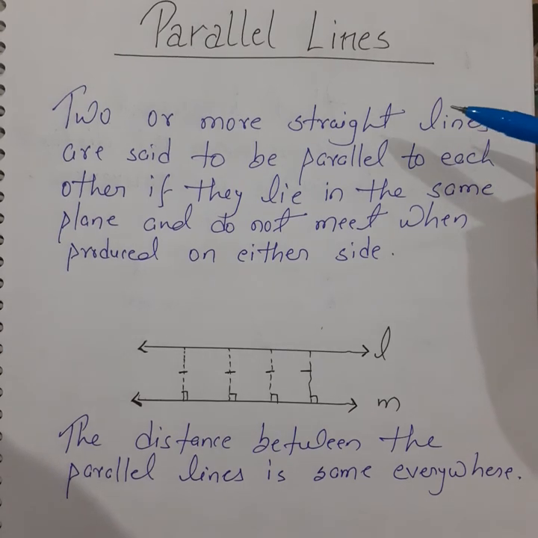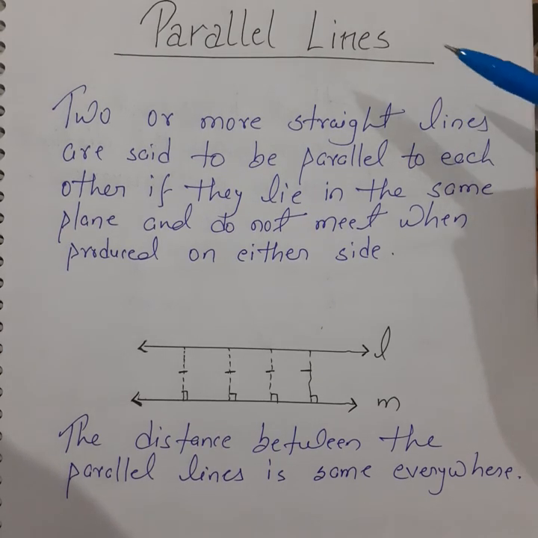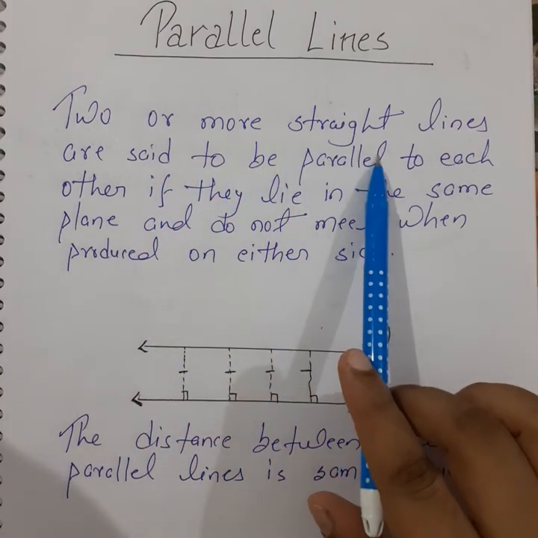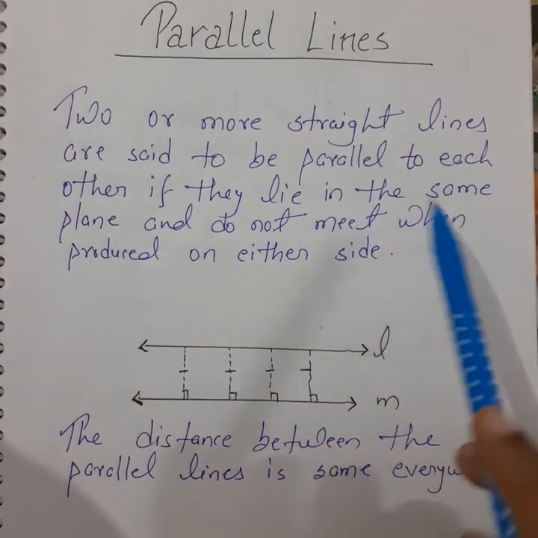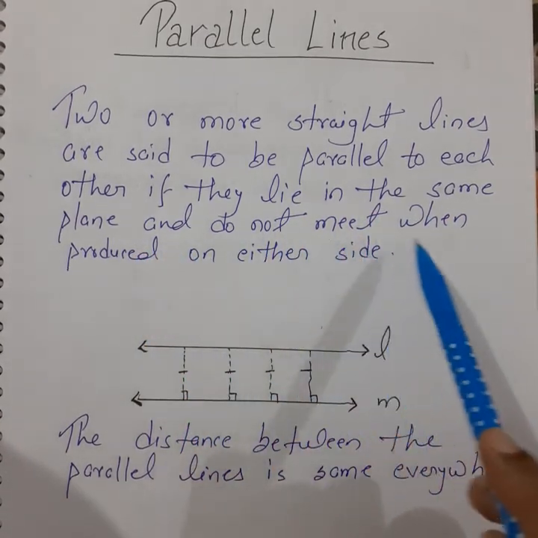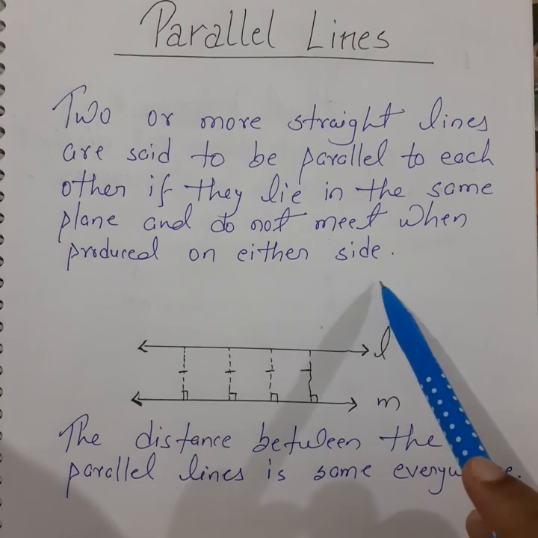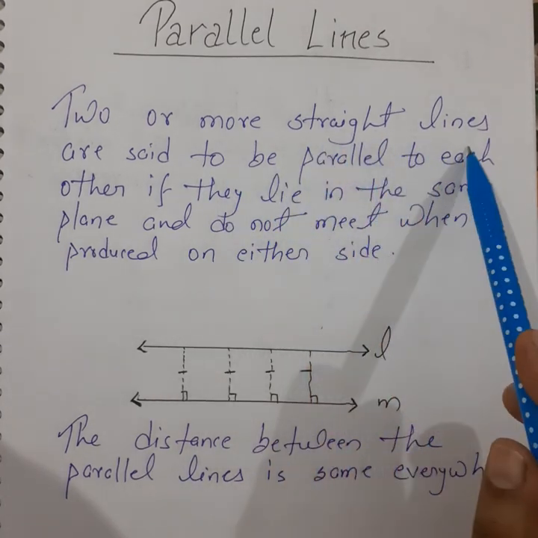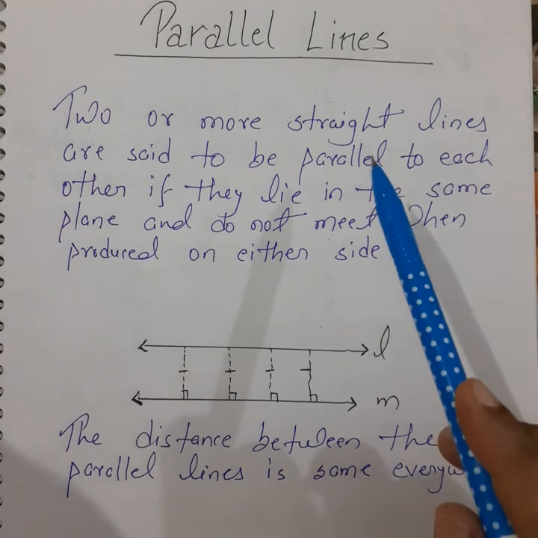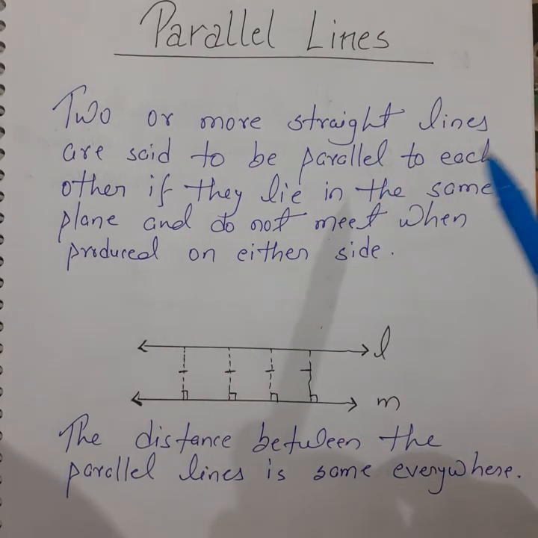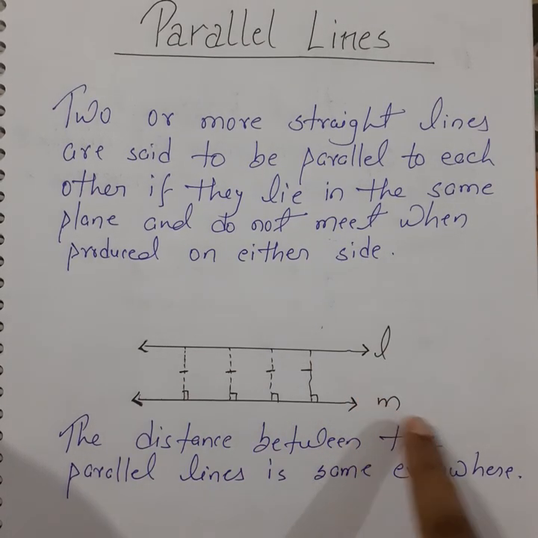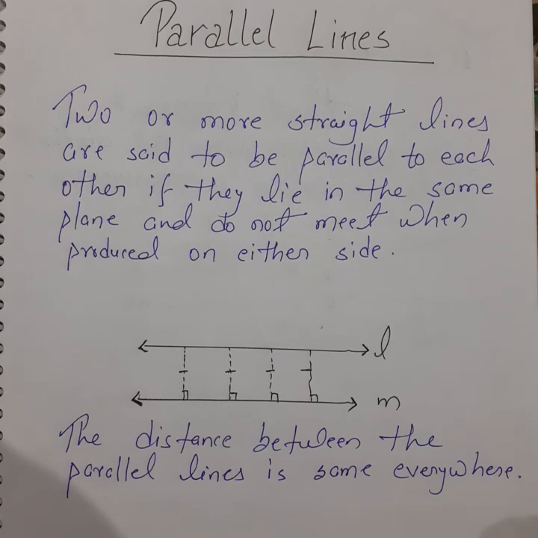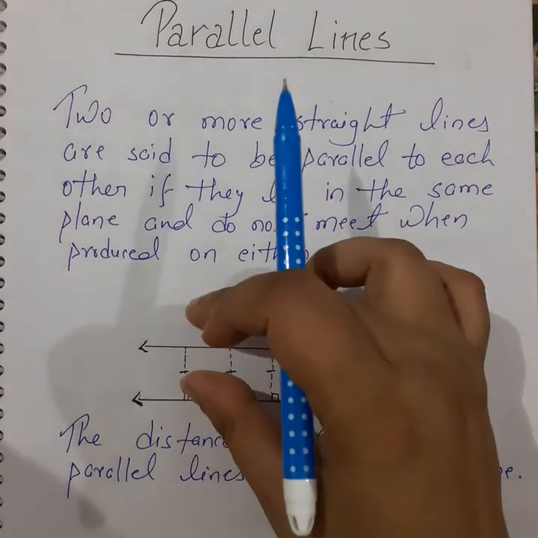First we see what parallel lines are. Students, two or more straight lines are said to be parallel to each other if they lie in the same plane and do not meet each other when produced on either side.